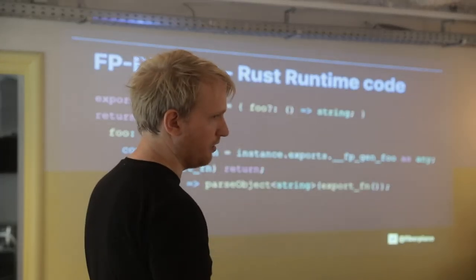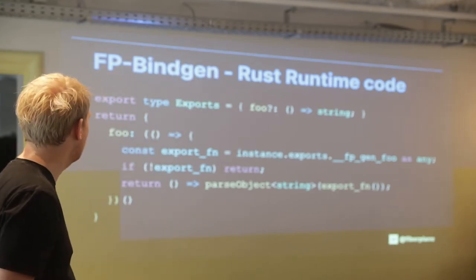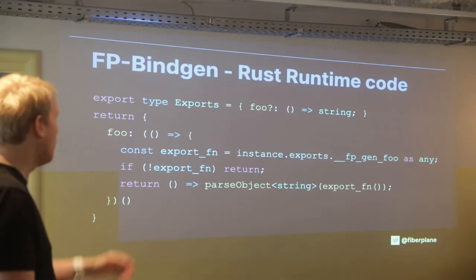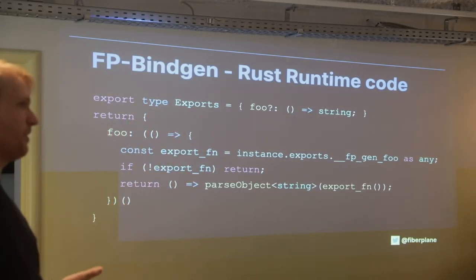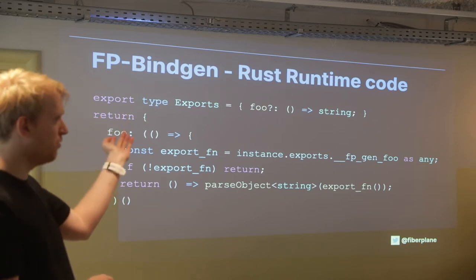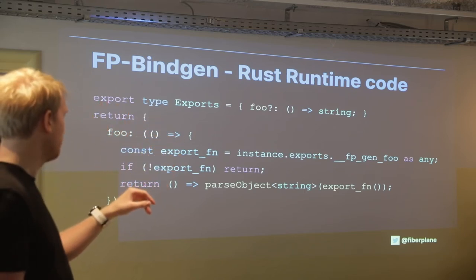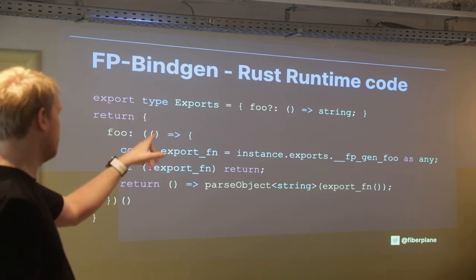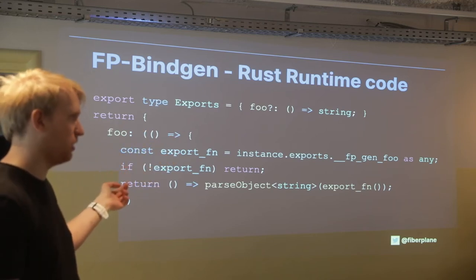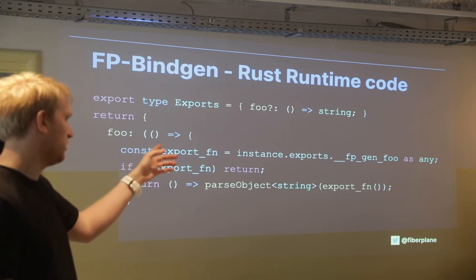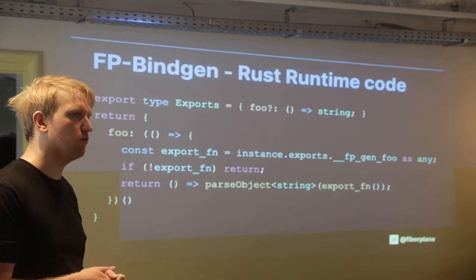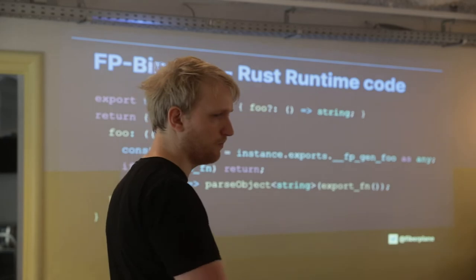And then in the Rust, this is not Rust runtime code, this is the TypeScript runtime code, that's all there. Also again, there's a lot of support code and generated code all around this. But we basically define that we have some export with a function foo that might be null, that returns a string. And then we return an object that specifies all this, gets the right export, and then returns a closure, which does all the object parsing of the exported fn and so on and so forth. So basically the same thing as the Rust side was doing with the serialization and deserialization.